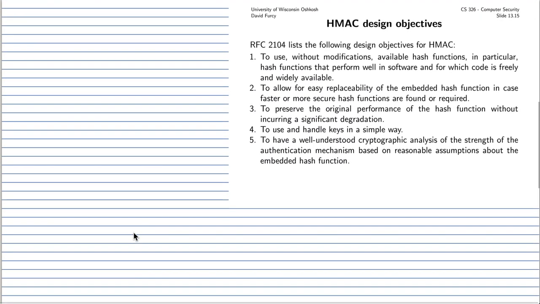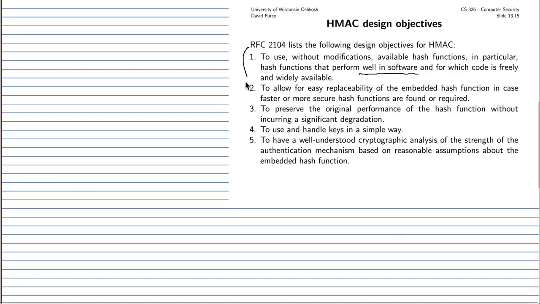So what are the design objectives of HMAC? Here is a list that was published a while back. The first design objective is that the HMAC algorithm should be able to use existing hash functions without modifying them. Because hash functions are known to be fast and to execute quickly in software, and they are widely available, we should just be able to use them as is without having to change them.